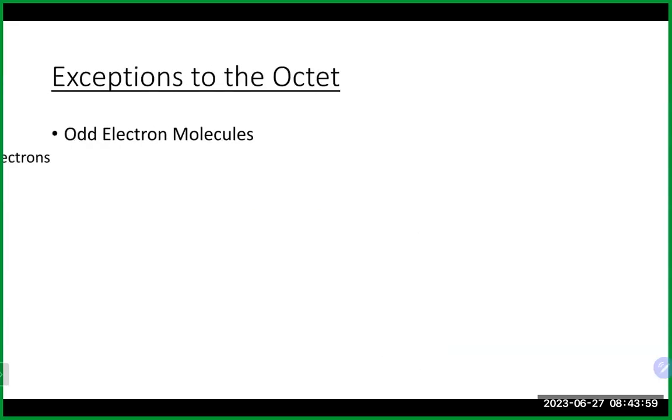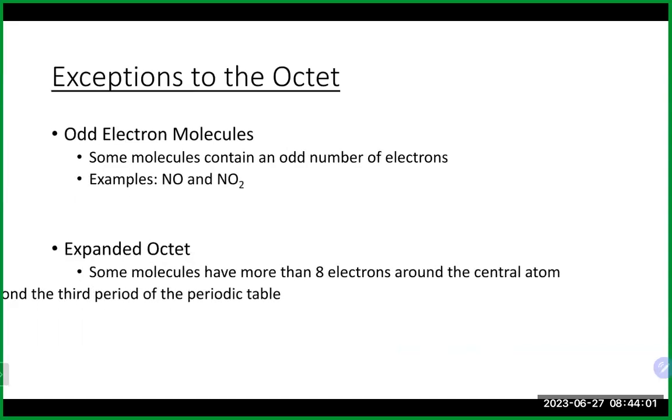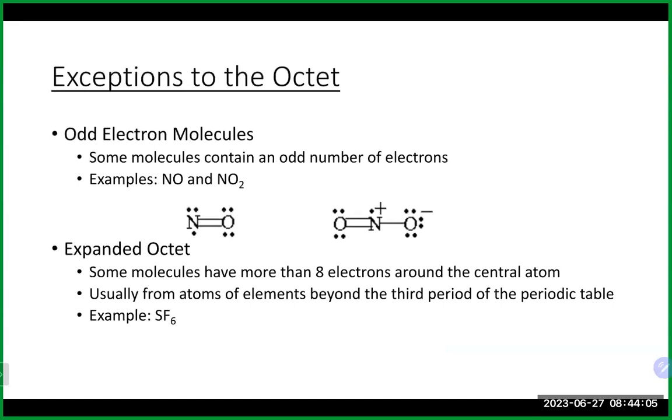The next exception to the octet rule that we may come across, and probably not too much out of the 3, is an odd number of electron molecules. So it is possible to end up with an odd number of electrons. What that basically means is you'll end up with one unpaired electron, as you can see here on the nitrogens. We got one unpaired electron that's happening.